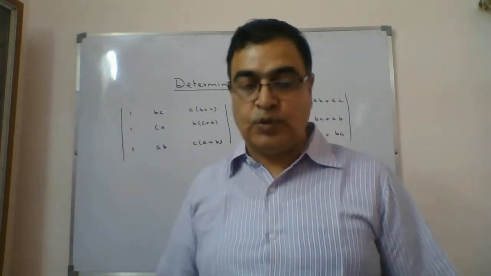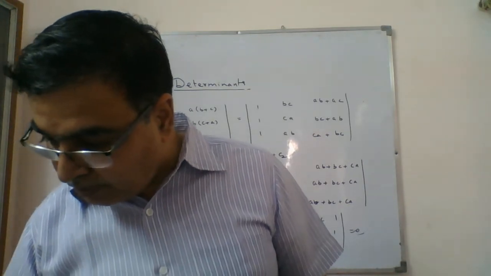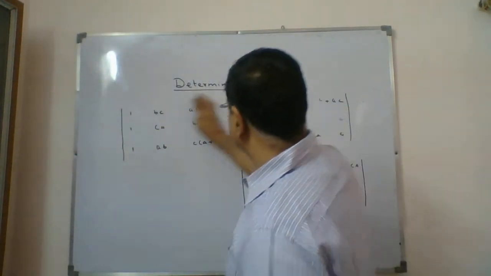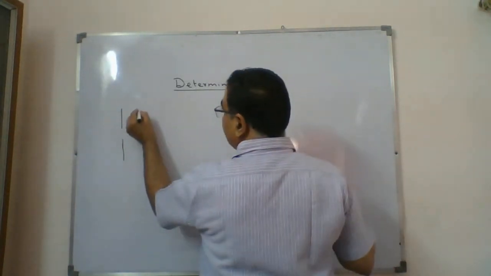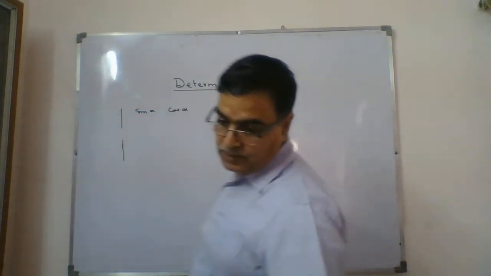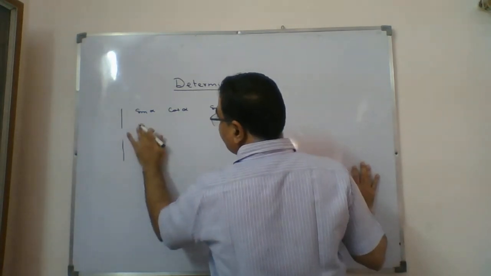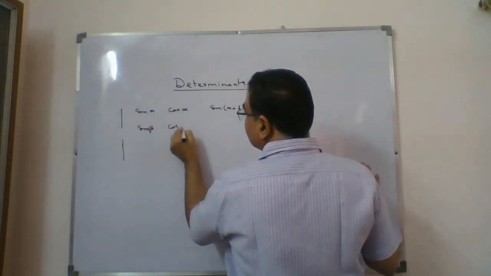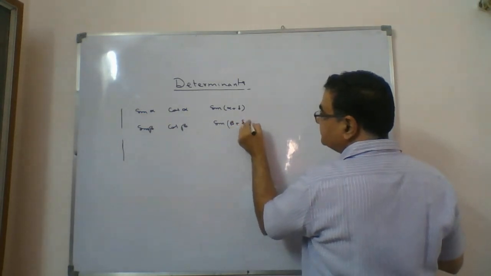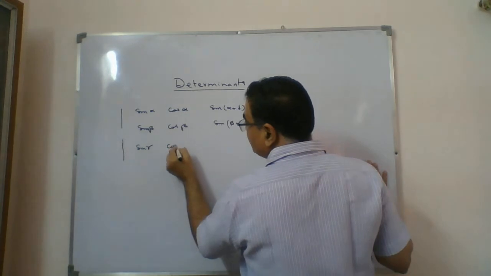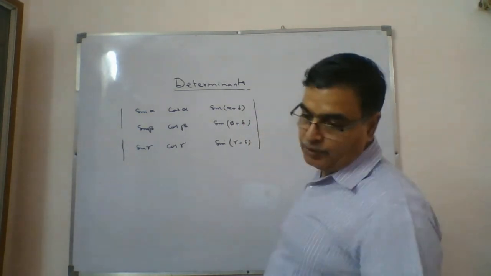So this way we have few questions. When you try, you will get more easier. You will find these questions. Now coming to one more question I am taking. Sine alpha, cos alpha, sine (alpha plus delta). Then it is sine beta, cos beta, then it is sine (beta plus delta), and then sine gamma, cos gamma, and then sine (gamma plus delta). You should find out the value of this.